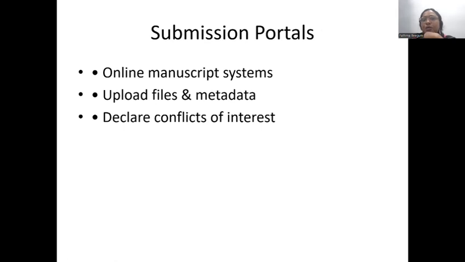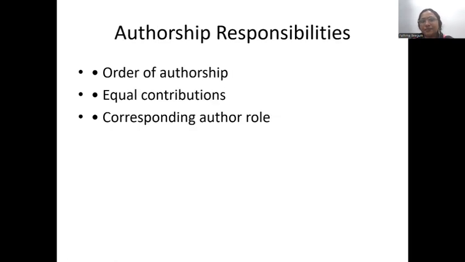Then submission portals will be there. If you go to the journal site, under submission of manuscript, it will be written. Their online manuscript systems will be there. You can upload your files along with the data. Then we can also declare the conflict of interest. There will be some differences in the submission system based upon the journals. Once you go to the website, you will get an idea. That's easy only. It takes some time, but it is easy.